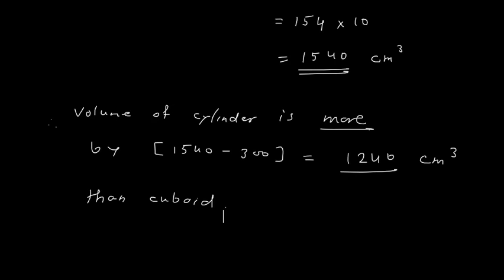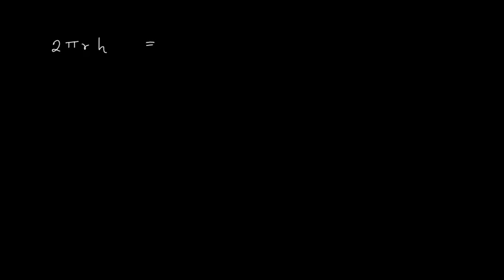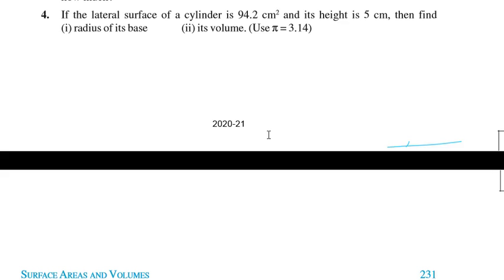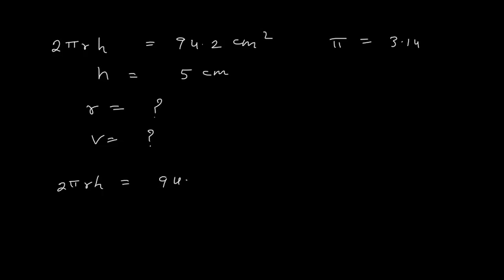Lateral surface area for a cylinder. What is the lateral surface area of a cylinder? It is 2 pi r h. The lateral surface area of the cylinder is 94.2 centimeter square. Height is 5 centimeter. We have to find the radius and volume, and the value of pi which we are going to use is 3.14. So first, 2 pi rh is equal to 94.2.